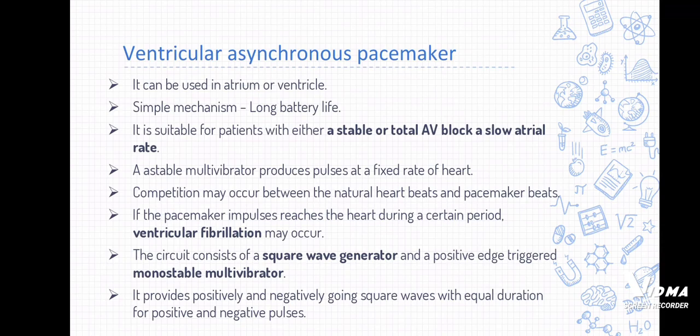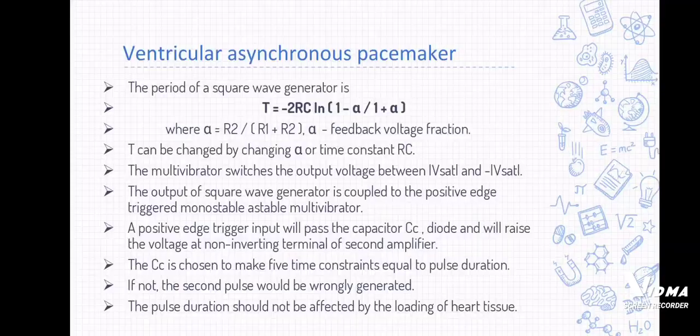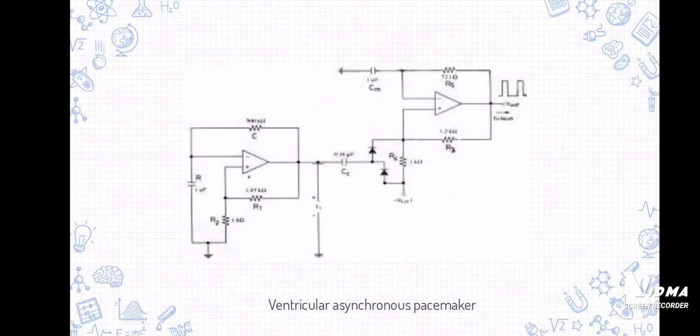The period of the square wave generator is given as T equals minus 2RC ln((1 minus alpha) divided by (1 plus alpha)), where alpha equals 2R divided by (2R1 plus R2), and it is known as the feedback voltage fraction in the circuit. The disadvantage is that the heartbeat rate cannot be changed.